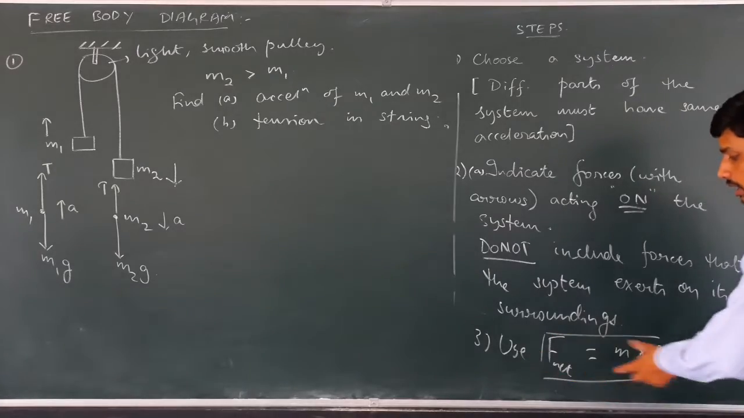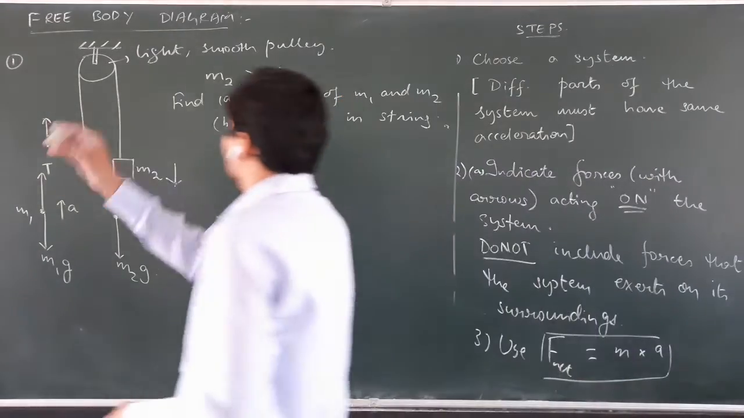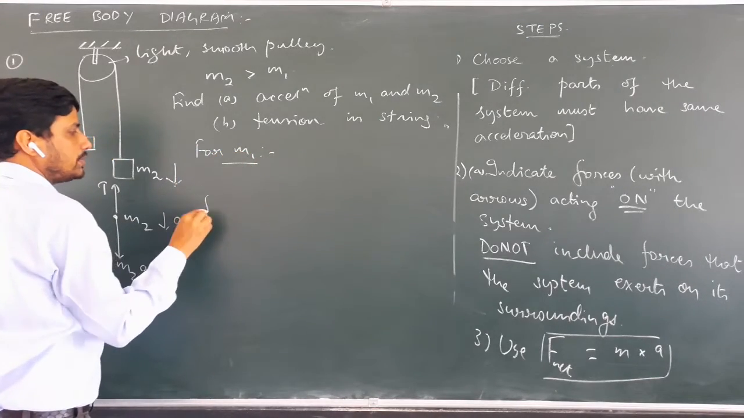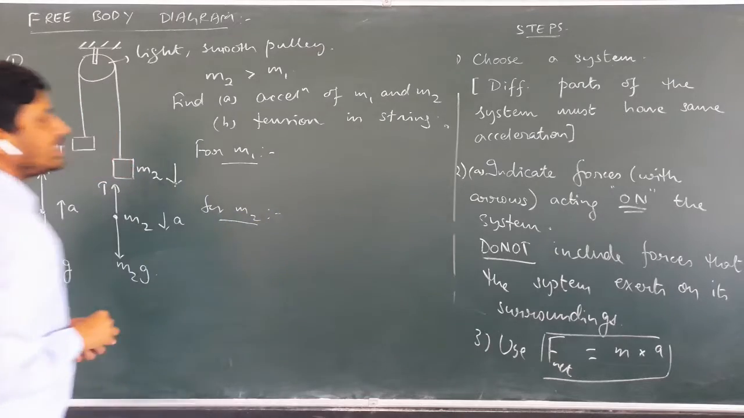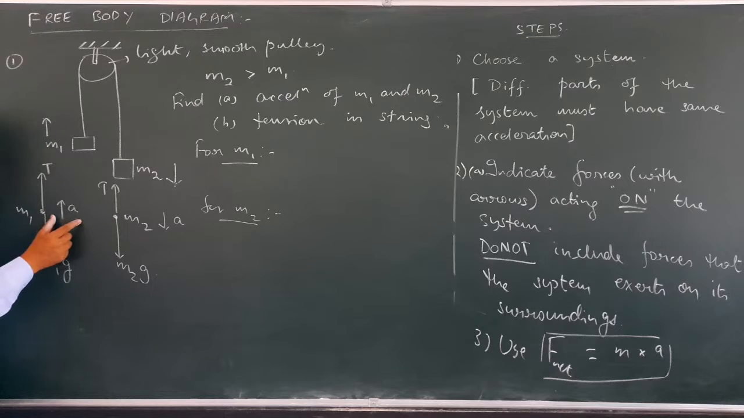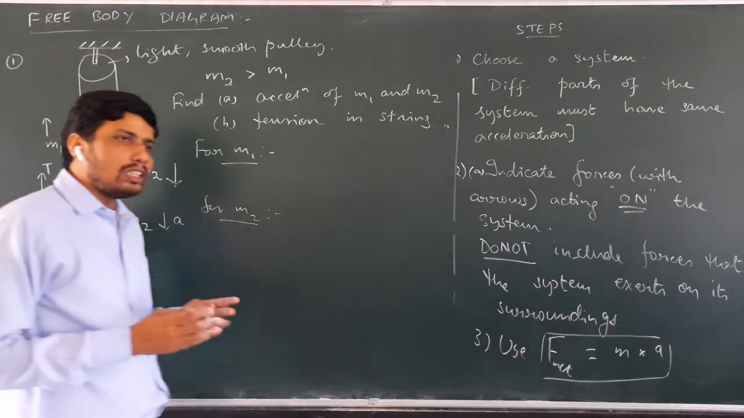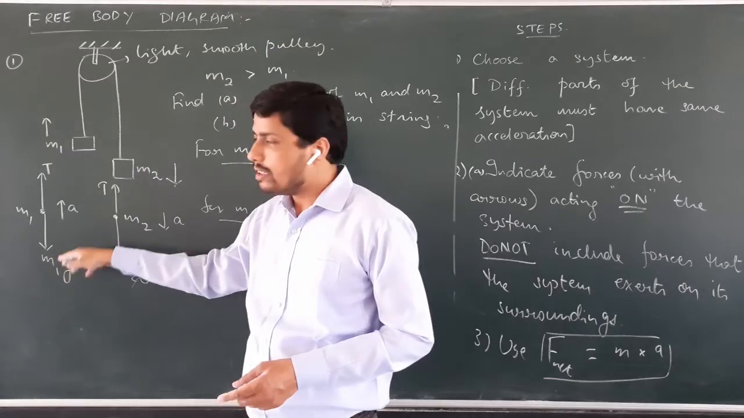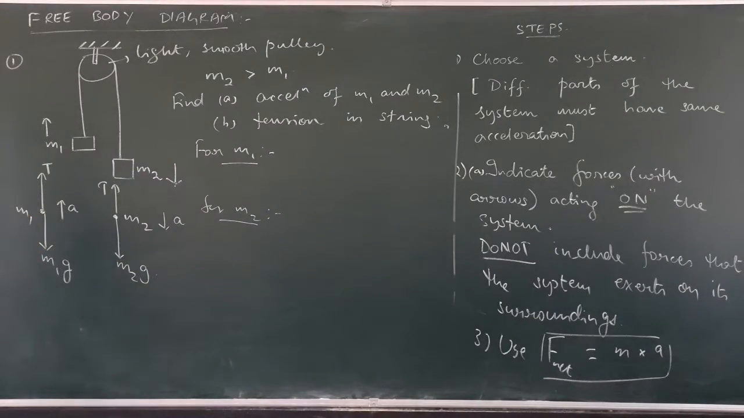Now we have to use Newton's second law, so for M1 and for M2, let's write the equations. For M1, first you see where is the acceleration. Acceleration is upward. Since acceleration is upward, the force in upward direction, take it as positive. You have to find the net force in upward direction. So T is upward, M1G is downward. Since acceleration is upward, T we should take as positive.